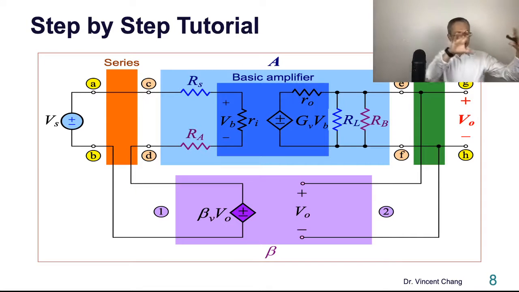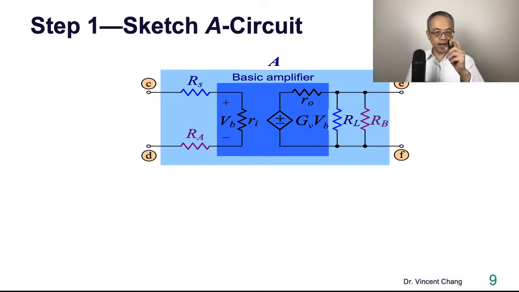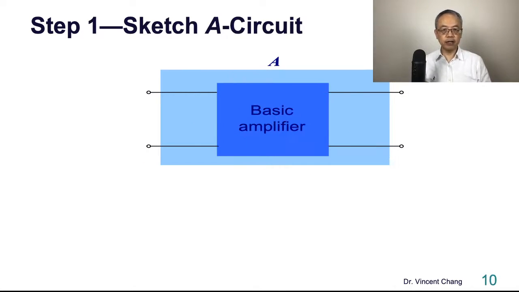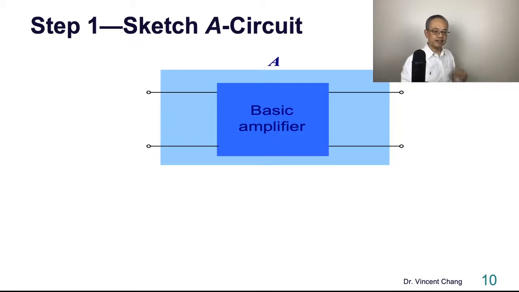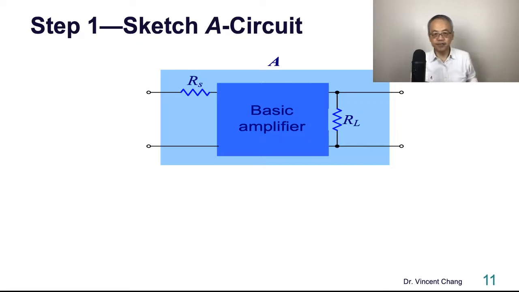The first step, in a feedback circuit, you try to sketch the A circuit, the open loop gain circuit. Basically, don't touch the basic amplifier. You just duplicate. Don't touch inside. Just duplicate the basic amplifier. And then call in the RS, and call in the load resistance RL.